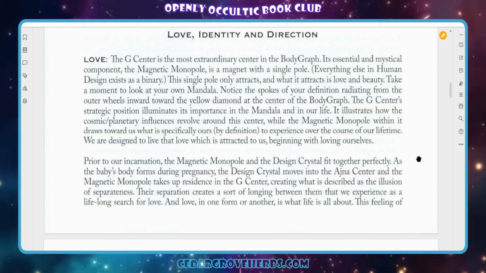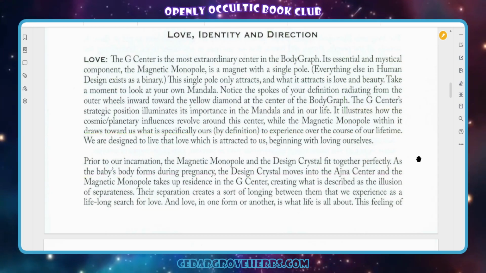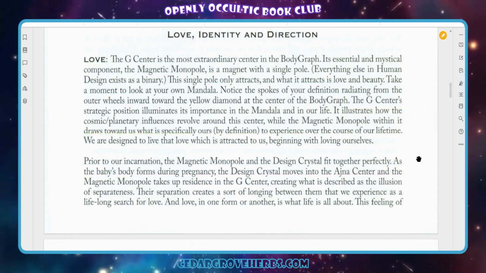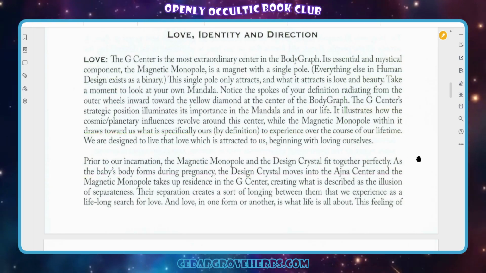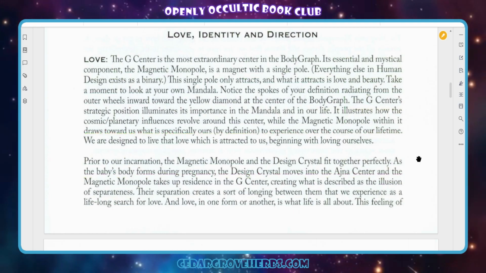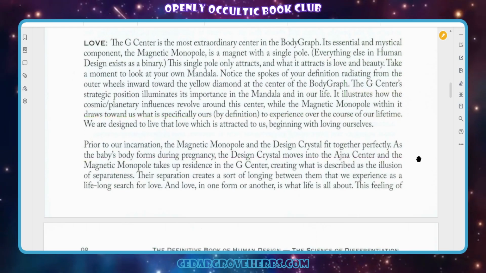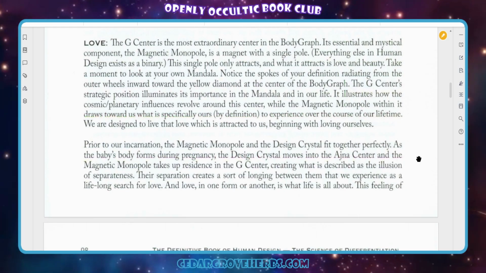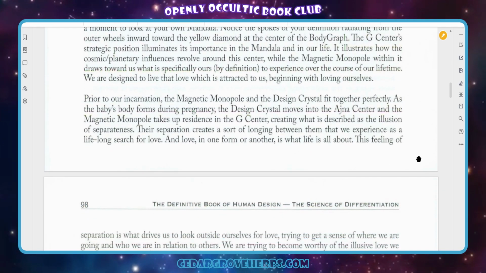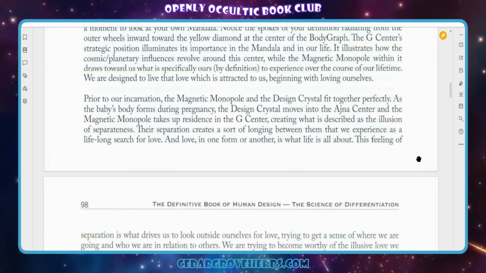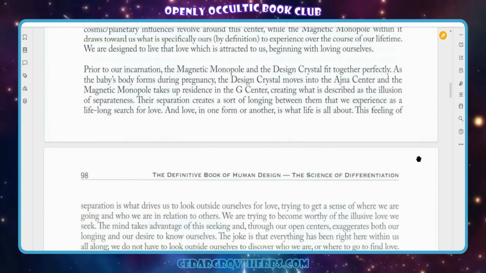Prior to our incarnation, the magnetic monopole and the design crystal fit together perfectly. As the baby's body forms during pregnancy, the design crystal moves into the Anja center, and the magnetic monopole takes up residence in the G center, creating what is described as the illusion of separateness. Their separation creates a sort of longing between them that we experience as a lifelong search for love. And love, in one form or another, is what life is all about.